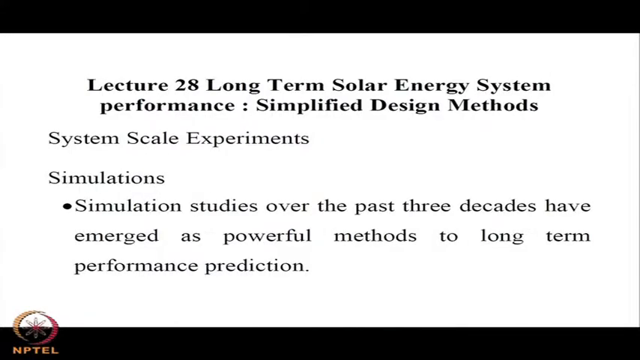And the methods that are available to us are conducting system scale experiments, which could be time taking and of course also expensive, and the effect of parameters cannot be easily studied, because if you do an experiment for 1 year with one slope and if you want to change it for another slope, you need another year of study to get that perfect. So simulations turn out to be a via media.